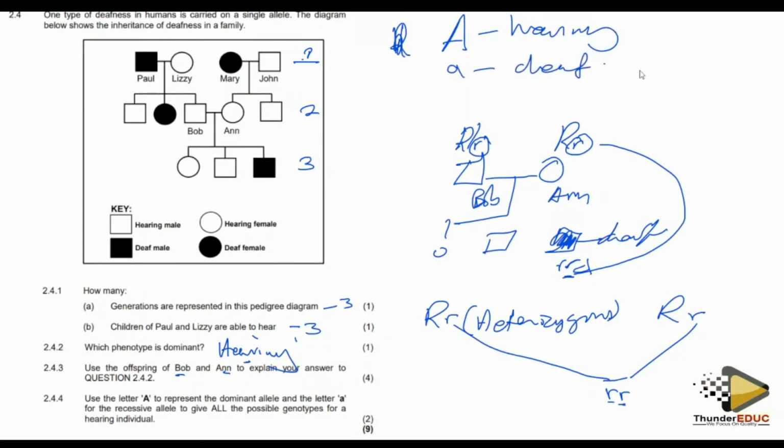Yes, it means that a person who is hearing can be homozygous dominant, or can be heterozygous. This person is hearing and also this person is hearing. So these are the two options you can give. So we will give you a tick here and also give you a tick there.